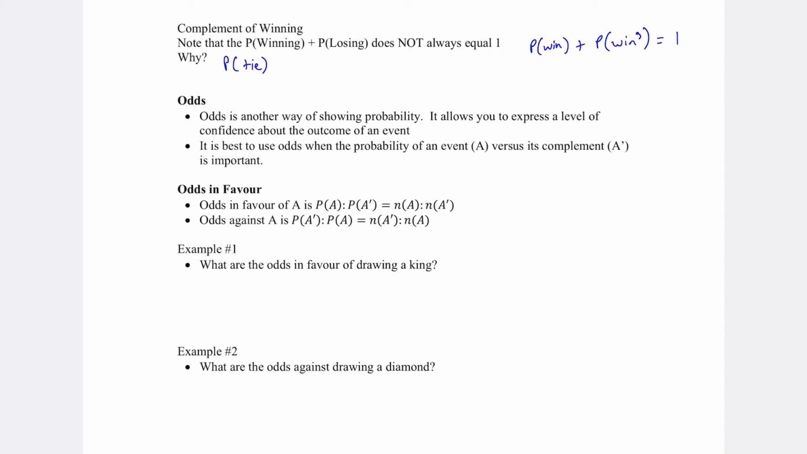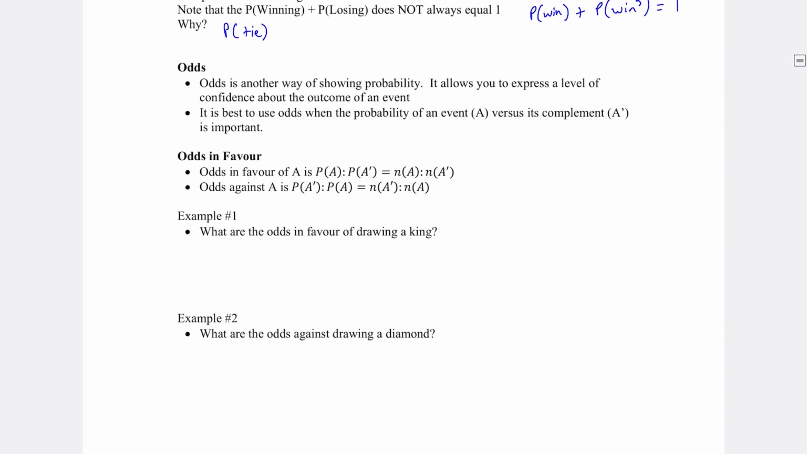So here we have the probability of A not happening to the probability of A happening, or the number of ways of A not happening to the number of ways of A happening. That may seem a little confusing. Let's look at a couple examples here.